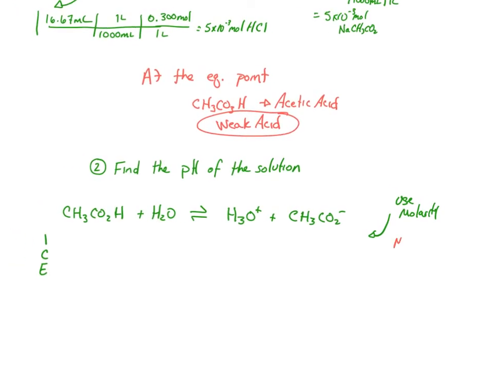So our molarity is equal to moles divided by liters, which is going to be 5 times 10 to the minus 3 moles, divided by 26.67. Whoops, I got to put that in liters. 0.02667 liters. And so the molarity of the solution is 0.1875 molar. So I can use this in my ice table.